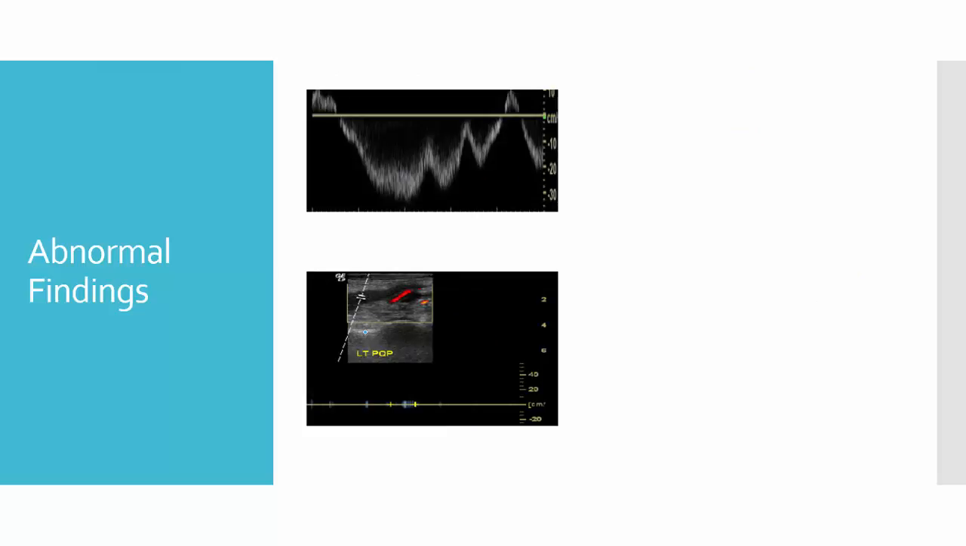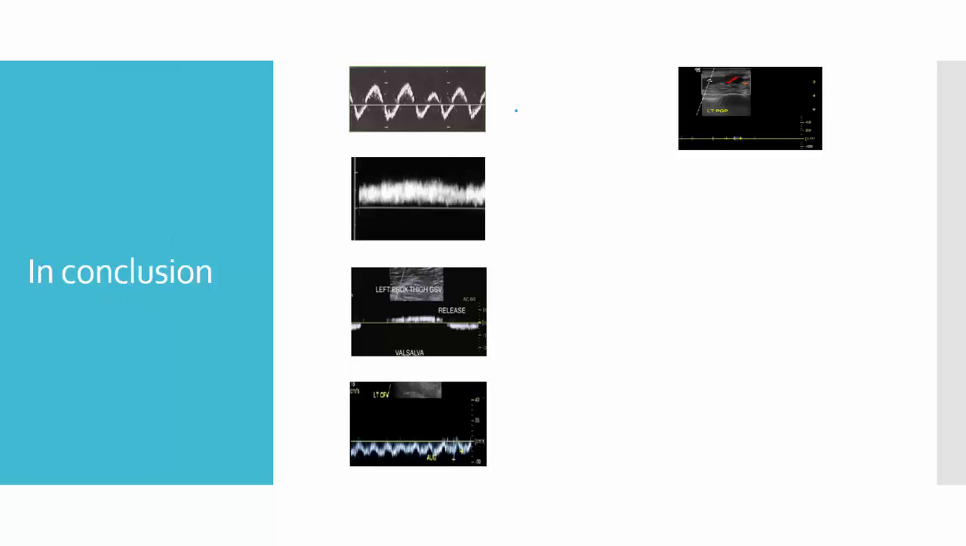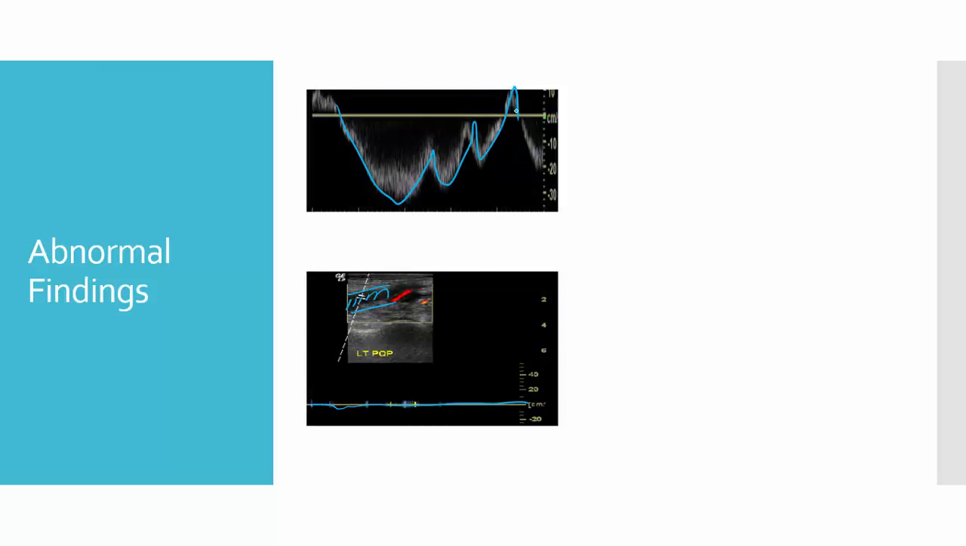We also know that flow is spontaneous. So down here, we have no color fill in this vein, and we have no venous flow happening. Where here we see lots of venous return happening. So when there's no spontaneous flow happening, we know that there must be a complete occlusion of that vein. So the thrombus is filling that vein and no blood is actually able to get through.